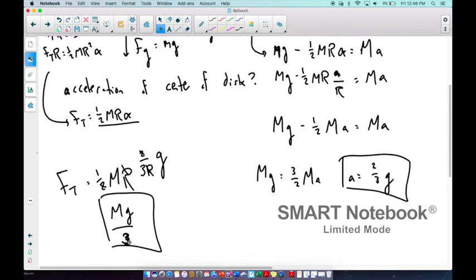And that makes perfect sense, because if my downward acceleration is 2/3 g, then I need a 1/3 the force of gravity going up to counteract that and result in a downward acceleration of just 2/3 g instead of 3/3 g. All right.